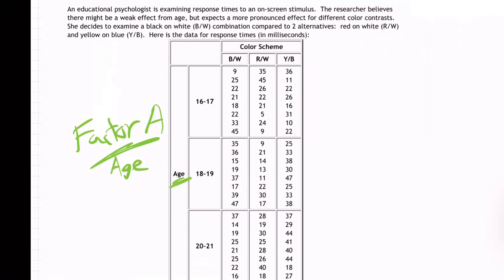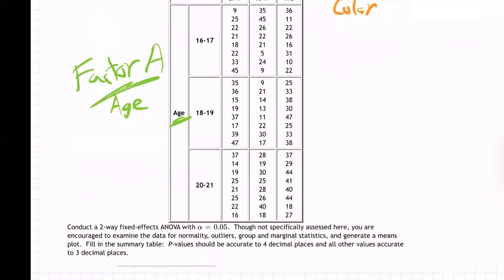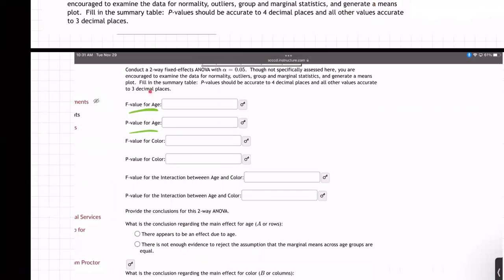And then factor B is going to be up here. It's going to be the color scheme. Do certain color schemes make people respond faster to whatever they see on the screen? Factor B is going to be color. Why did I do A on the left, B on the top? Because I just want to make A whatever's first. They happen to ask about age first, so I'm making that A.